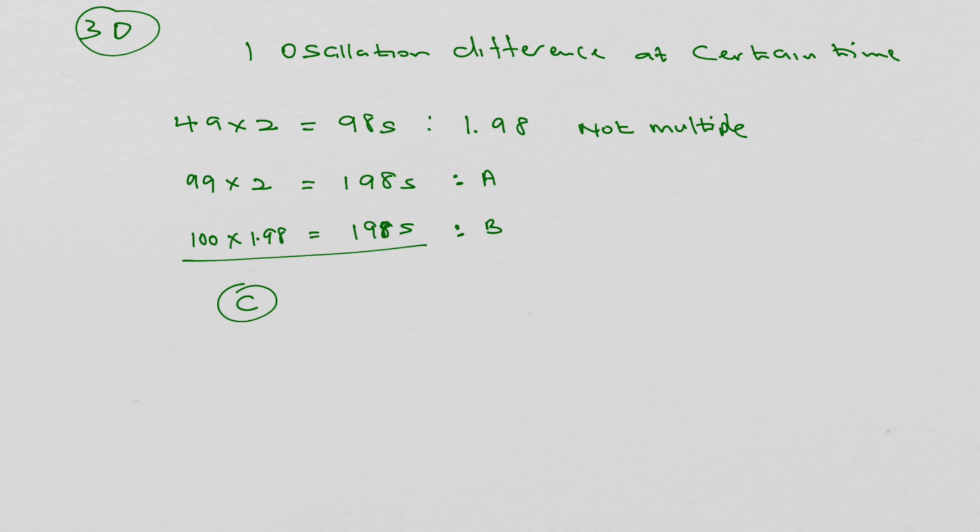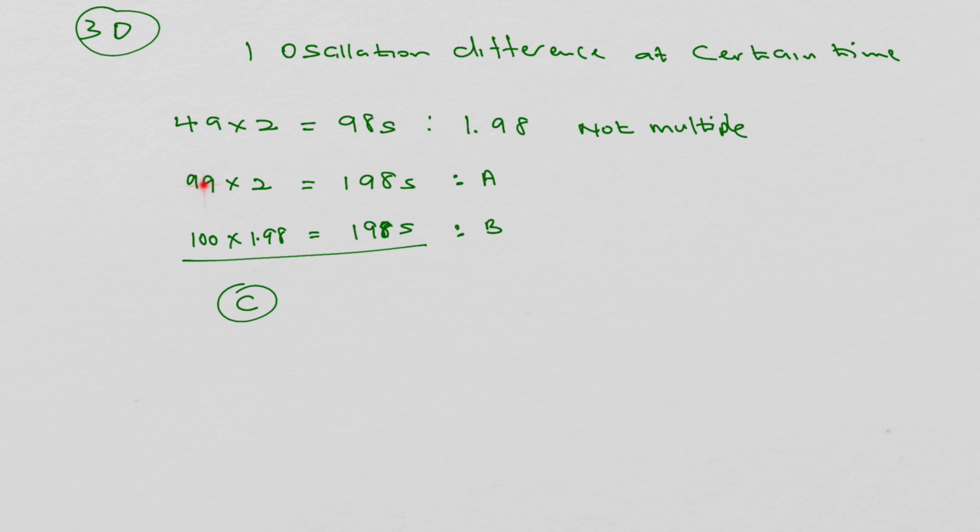Question 30. Two pendulums A and B oscillate with simple harmonic motion. The time period of A is 2 seconds, and the time period of B is 1.98 seconds. A and B are released in phase. What is the number of oscillations of A before A and B are next in phase? For one oscillation difference, they will be in phase. So we could try from A: 49 times 2 is 98 seconds, and in ratio of 1.98, it does not work. It's not a multiple of that.